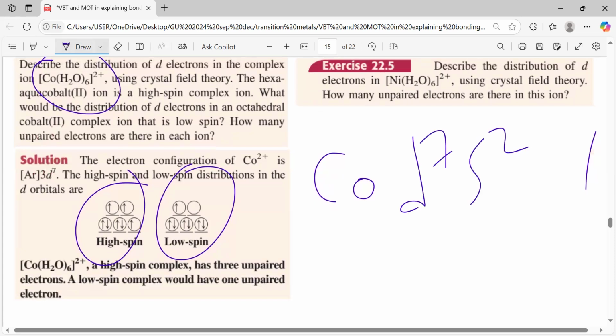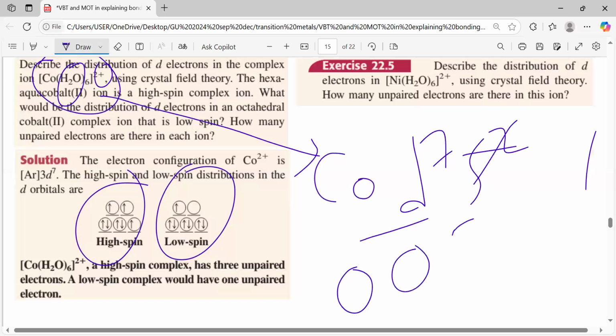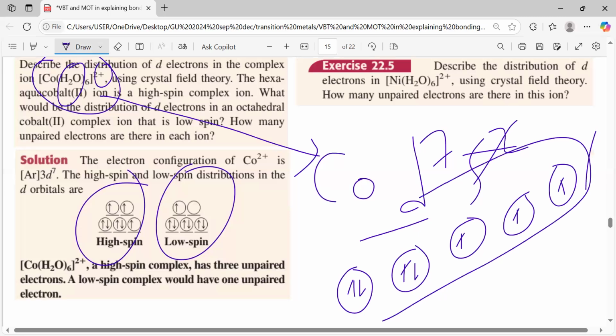you form the complex with water, and what is the charge on cobalt there? Water is neutral, so the charge on cobalt is 2 plus. So it is cobalt 2, so it will lose those two electrons. What do we remain with? We remain with just D7. So how does D7 look? Remember, CFT deals with only the d orbitals. So it is 1, 2, 3, 4, 5, 6, 7. So this is what you start with.